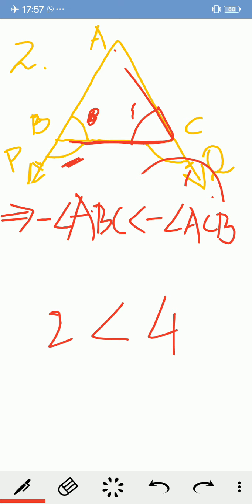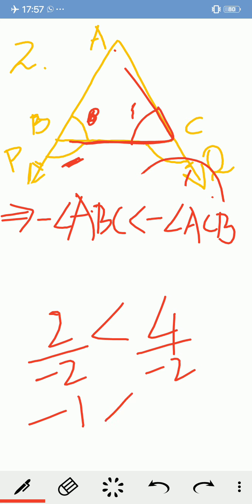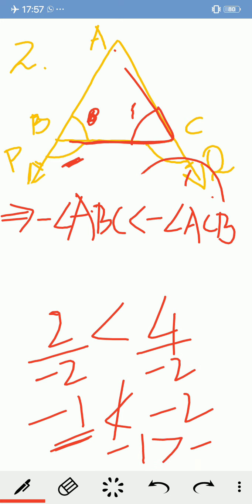Same is the case if you divide by something negative. For example, you divide by negative 2 here and by negative 2 here. Now see, this would come out negative 1 is less than, this would come out negative 2. Now see, negative 1 is not less than negative 2. Negative 1 is greater than negative 2.